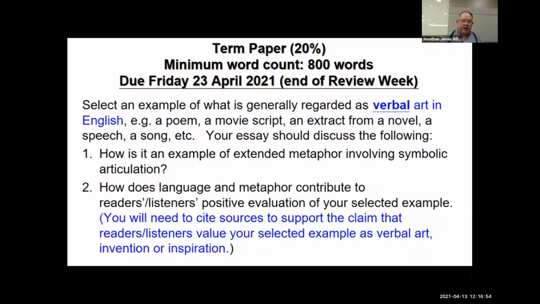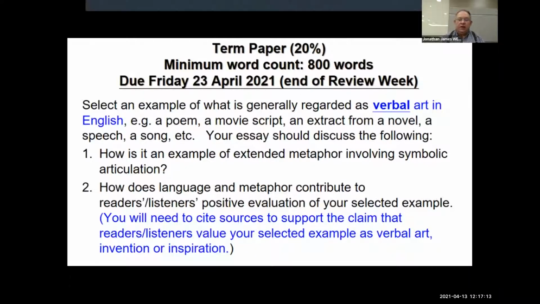As has been mentioned before, this will be due on Friday, the 23rd of April, and that will be the end of the review week. What you should be identifying is an example of verbal art. There's a range of possibilities as far as what you could identify, and you should be asking yourself these questions.